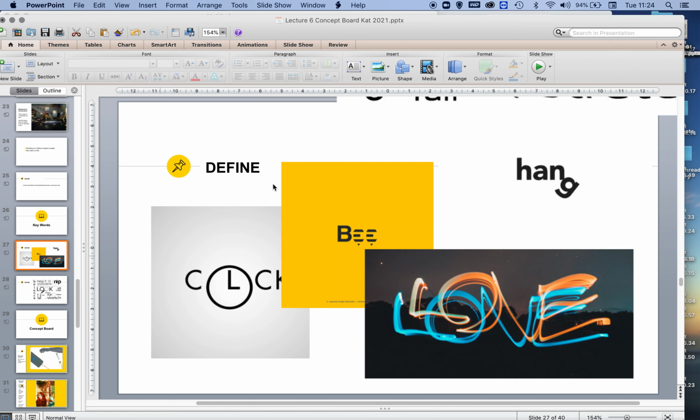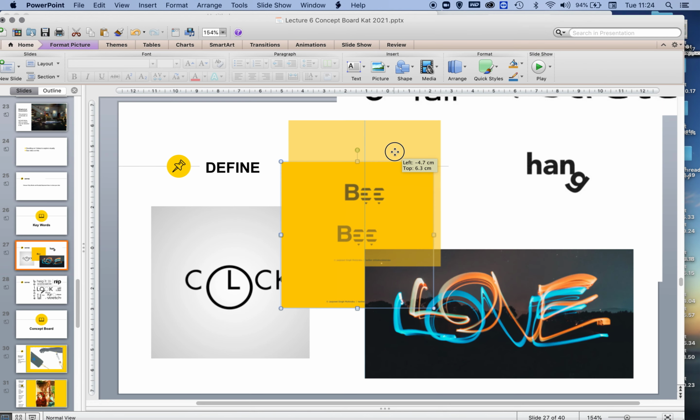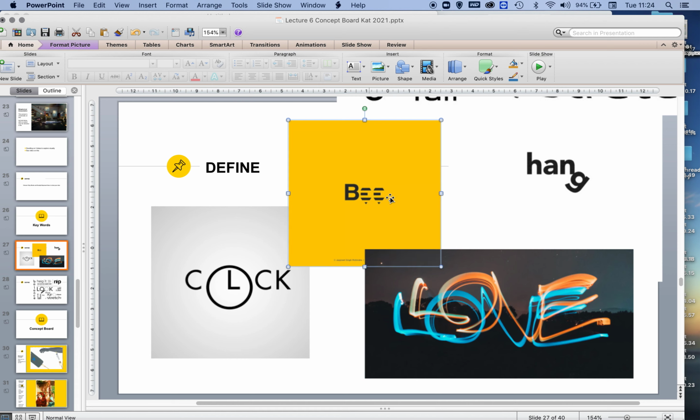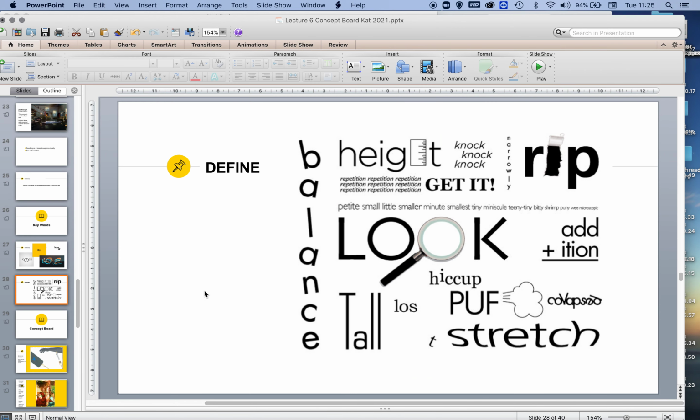So here we have some examples where hang has the G hanging off. We have bzz, where we have our two little B's for the E's. We have love, which is this kind of exuberant, life-affirming, glowing letters. And then we have clock, where the O of the word clock is a clock. Ta-da.